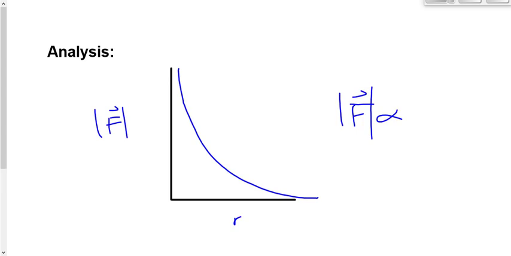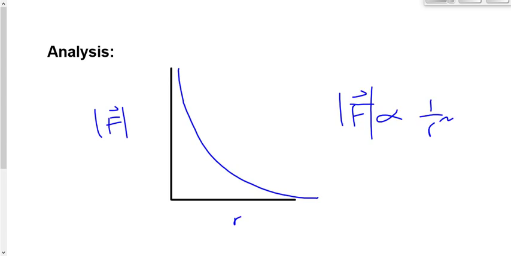F is related to 1 over r squared. Remember, that's what Coulomb noticed when he plotted that graph, right? F is related to 1 over r squared. So, how are we going to get some numbers from this? How are we going to do an analysis with this graph? Well, we're actually going to change the graph.